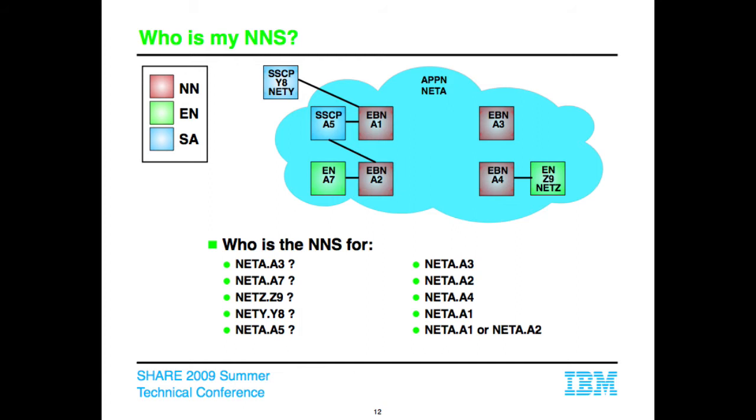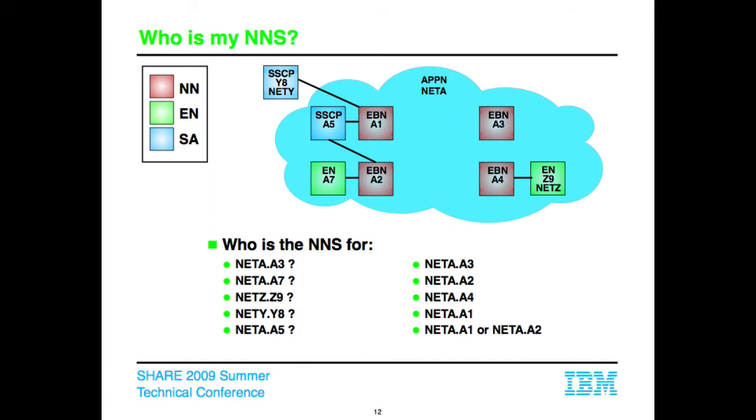All right, who is the network node server for this subarea attached resource up here called Y8 in net Y? That's an SNI connection that attaches to the interchange node or border node called A1. Since the only connection we've shown is a subarea connection from it to A1, we have to assume that A1 is the interchange node providing connectivity to the subarea network, and so A1 would be the network node server for Y8.